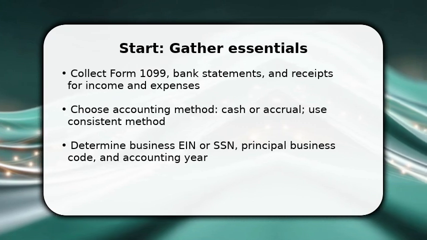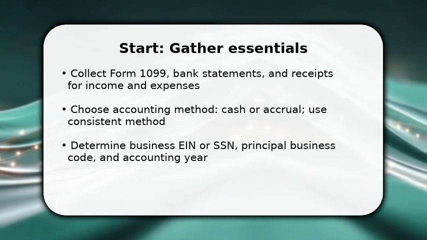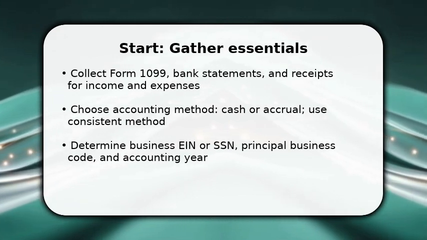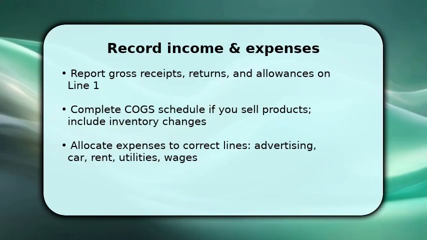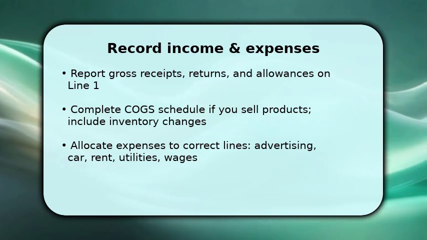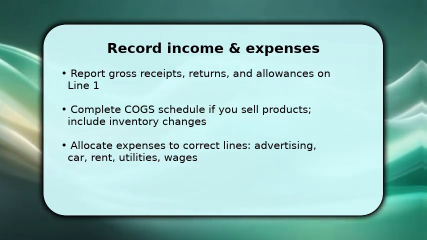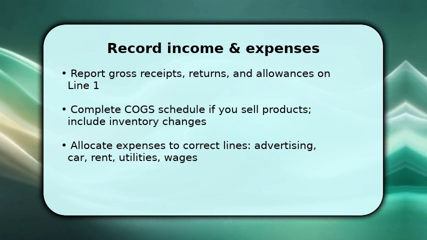Once done, total gross receipts and returns, and subtract cost of goods sold, if applicable, so you can compute gross income. You now map income and expense details to Schedule C lines. Enter gross receipts on line 1, then subtract returns and allowances. Make sure your totals match bank deposits.